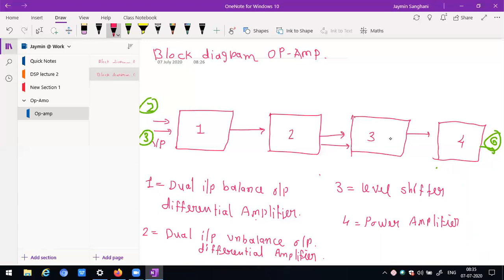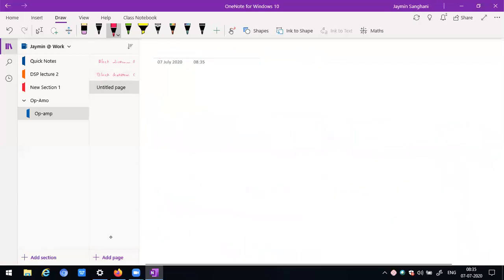Now, what is the meaning of dual input balance output differential amplifier? That I will explain in the next page. So first of all, I have written the dual input balance output differential amplifier. If you are preparing for the final examination from this lecture, then the highlighted point I have written here, you have to write in the exam.